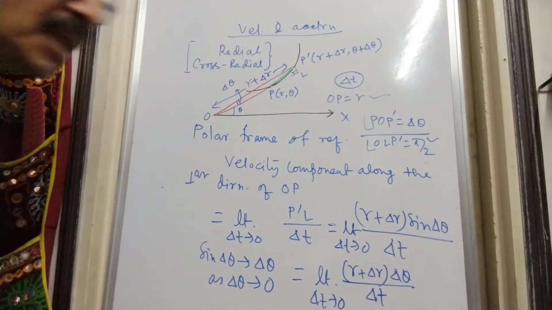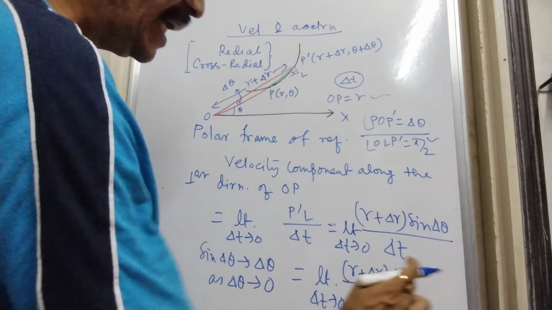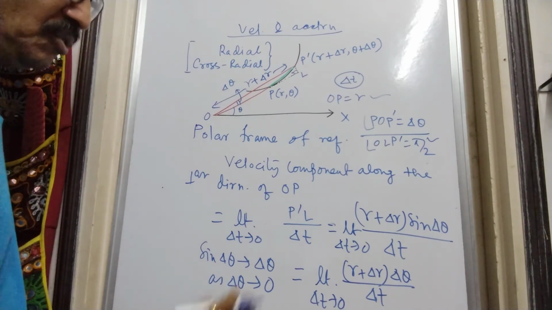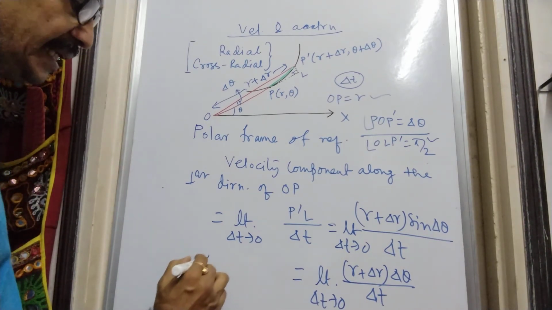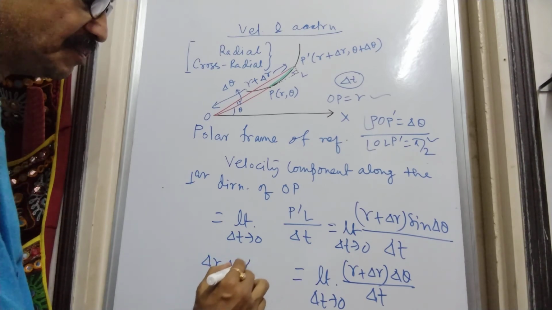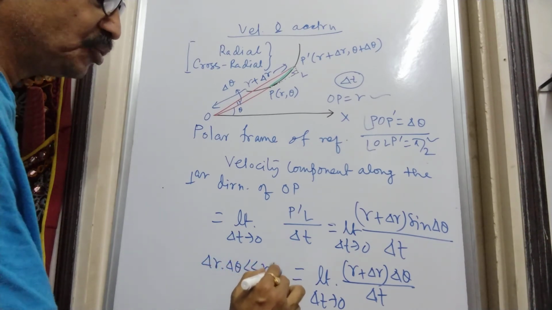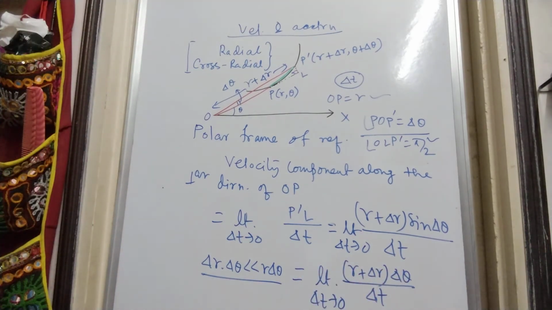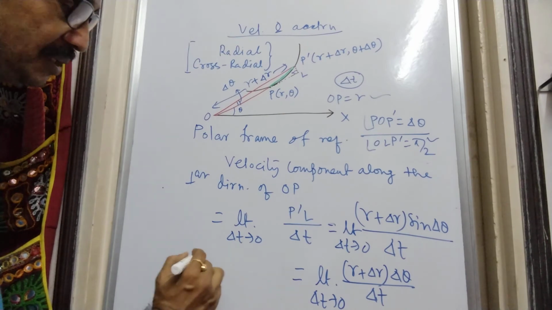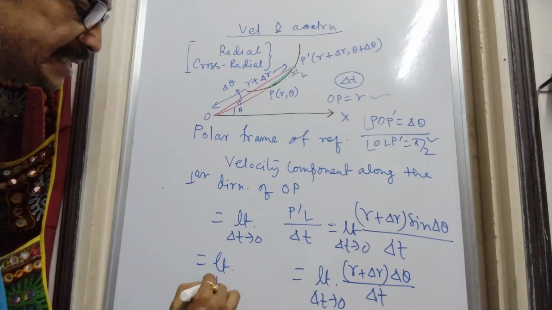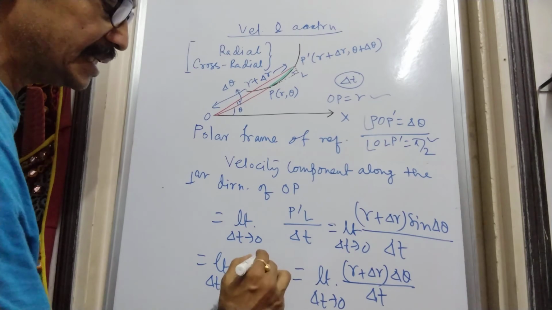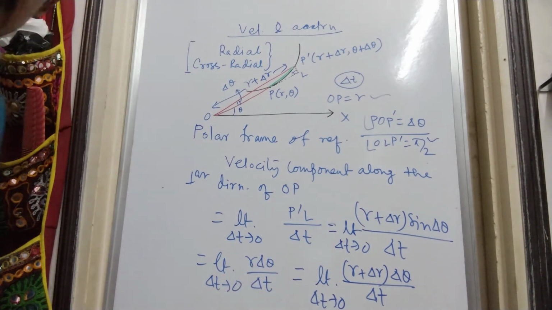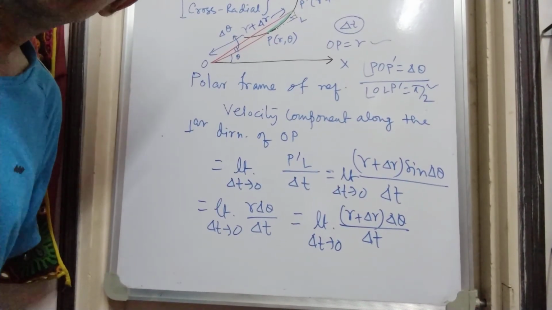And obviously we are going to ignore the quantity delta r into delta theta in comparison with r into delta theta. Quite logical, because delta r into delta theta is much less than r into delta theta. So whenever you add these two quantities up, we are left with only the first one. We can easily ignore the second one. So we replace it by r delta theta by delta t. The logic is quite clear. Isn't it so?